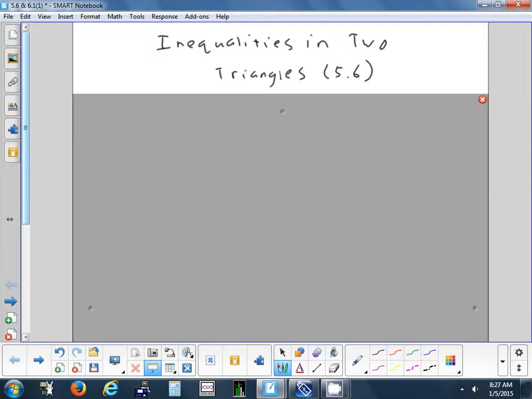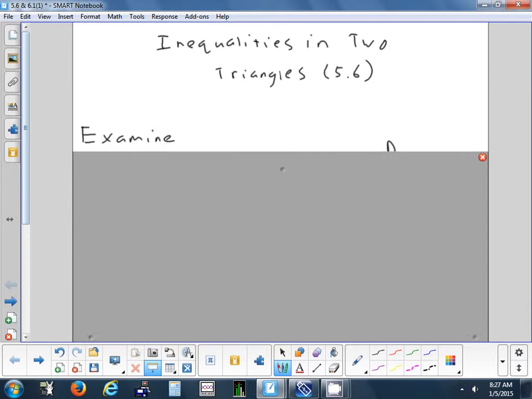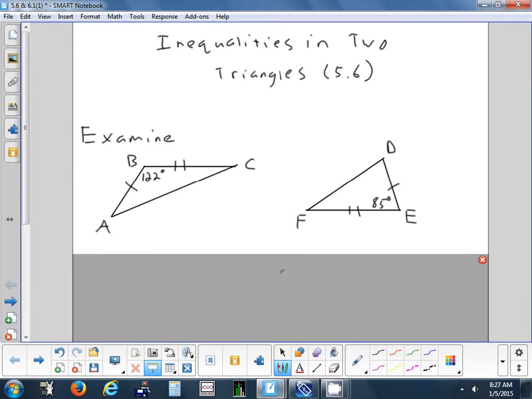All right, so last time we had done section 5.5, which was on inequalities in a single triangle, like two sides added together are bigger than the third, stuff like that. This is on inequalities in two triangles. So now we don't have just a single triangle. We're comparing two triangles to each other.